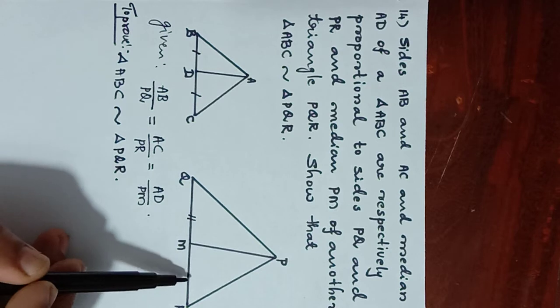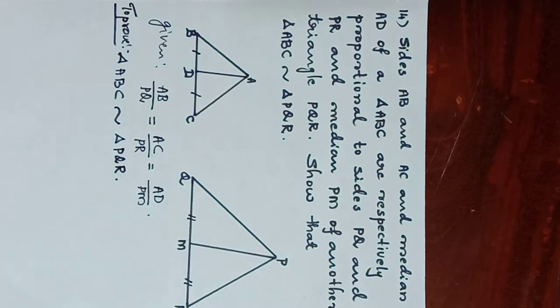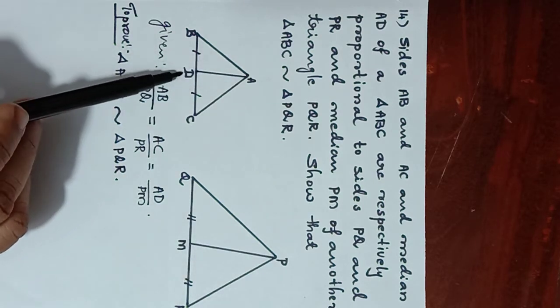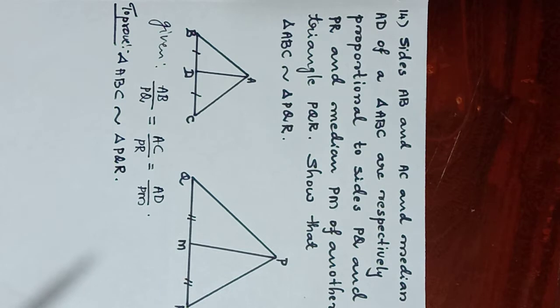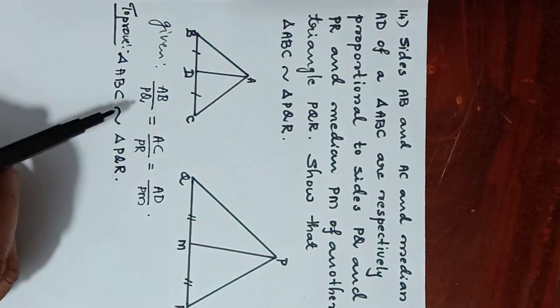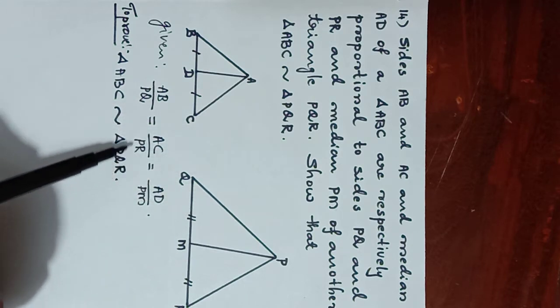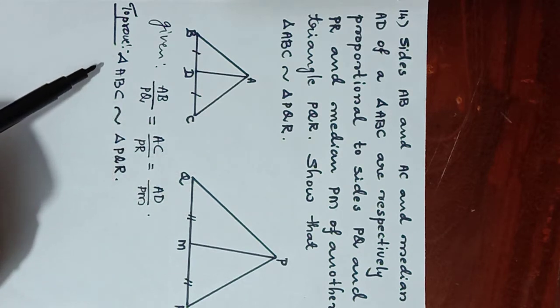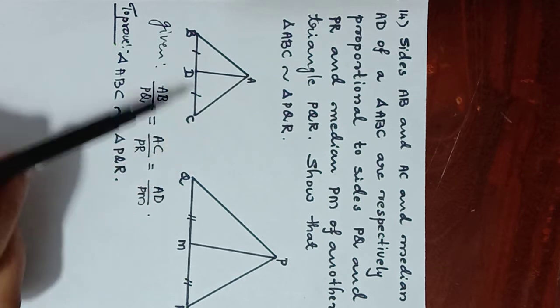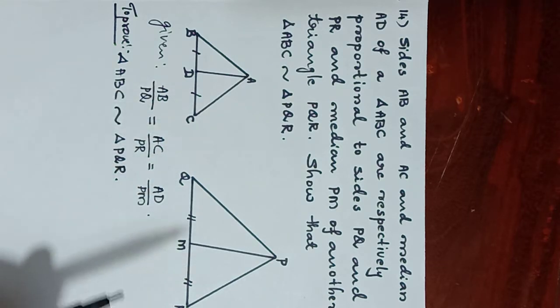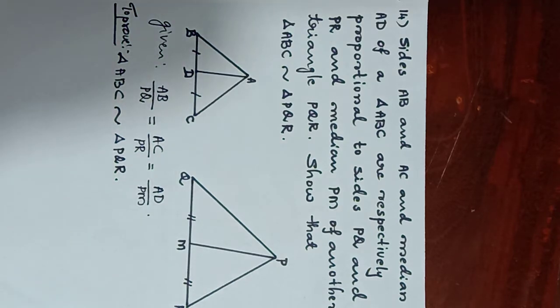Similarly, QM will be equal to MR because PM is the median, M is the midpoint, AD is the median, D is the midpoint. So let us consider the ratios which we need for proving ABC similar to PQR and also the corresponding angles. So we have to do some construction. Let us do the construction.